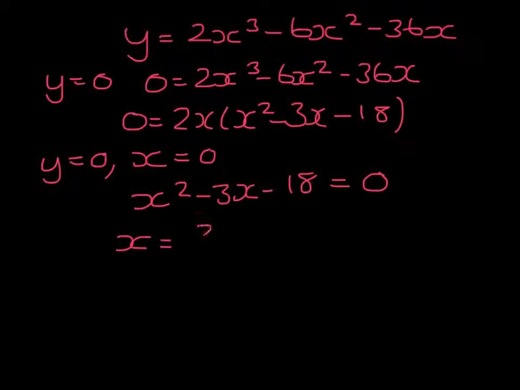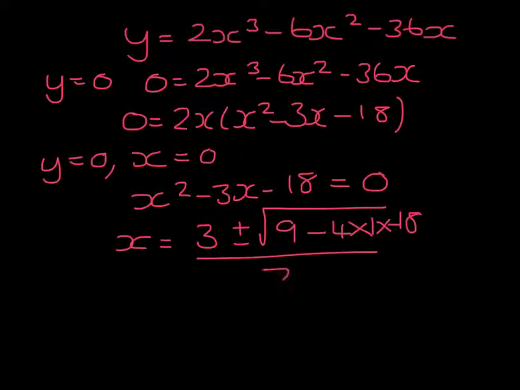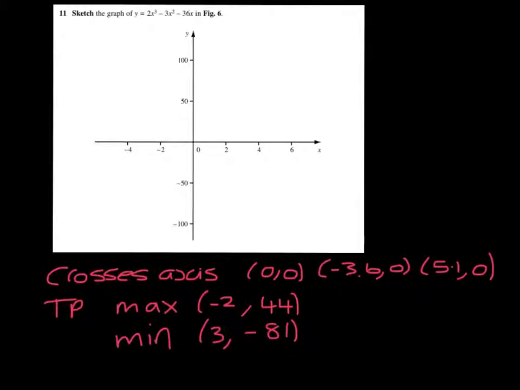x equals minus b plus or minus the square root of b squared minus 4ac, all over 2a. Substituting that into the calculator, I get 2 answers, which are 5.1 or negative 3.6. To answer this part of the question, we need to bring together all our answers from the previous sections, where it crosses the axes and our turning points.